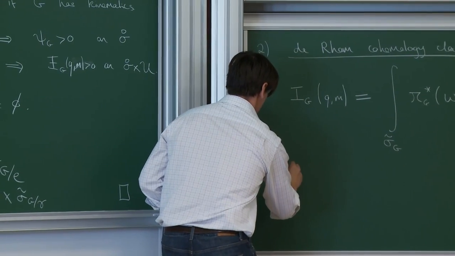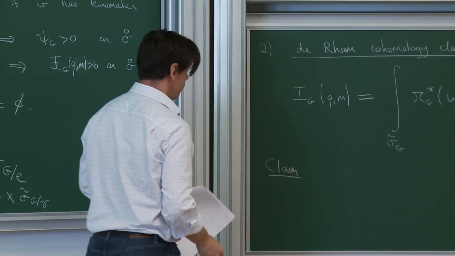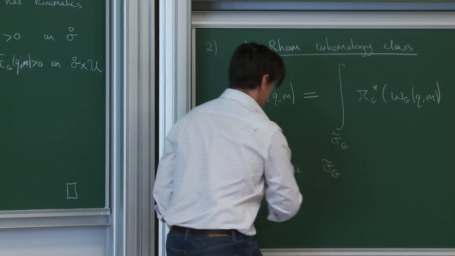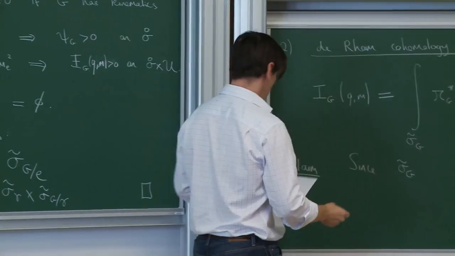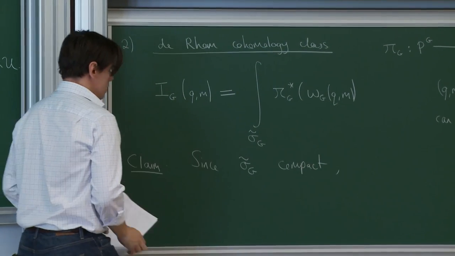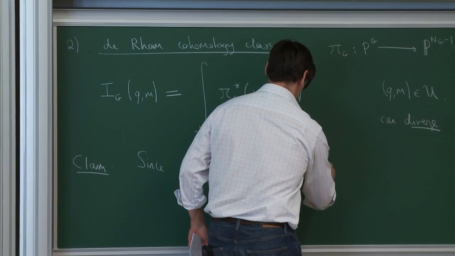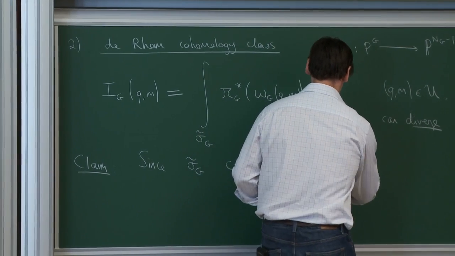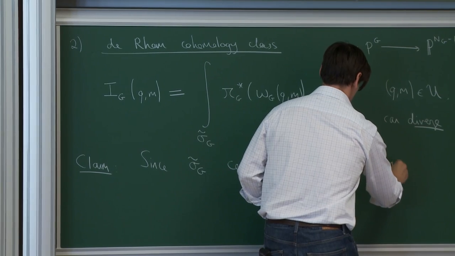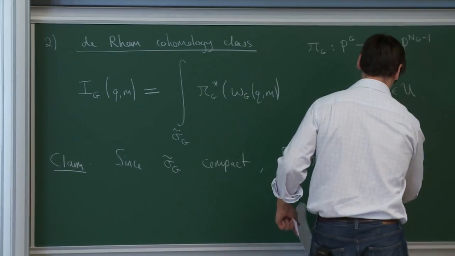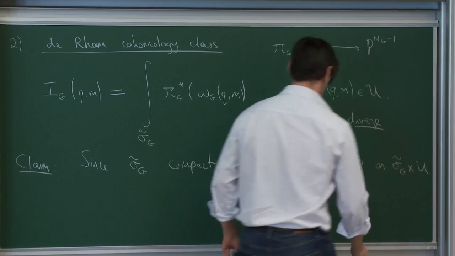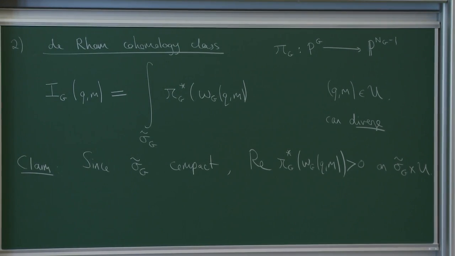So now I claim, it's not very difficult to see, but it's a general fact, that about our domain of integration there are two key remarks. First of all, that the domain of integration upstairs is a compact polytope. And secondly, that the real part of the thing we want to integrate is strictly positive. So we're integrating essentially a positive function on a compact domain.